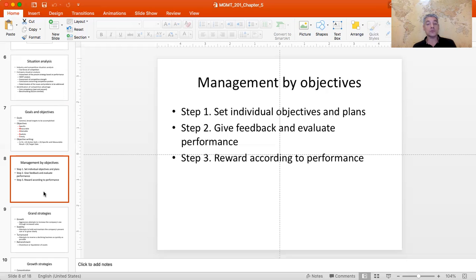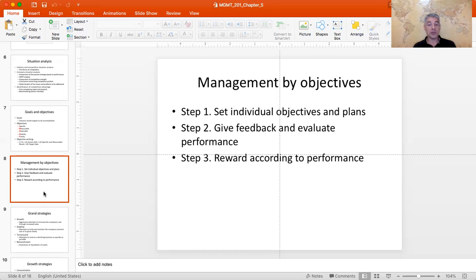First of all, you do set those individual objectives and plans, and you definitely communicate them to the employee. If the employee doesn't know what's expected of him or her, then you failed already. There has to be absolute clarity. What needs to be done, how you're going to measure it, by which date it has to be achieved. So all of that has to be laid out.